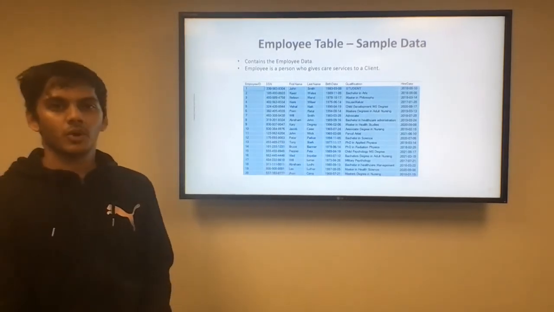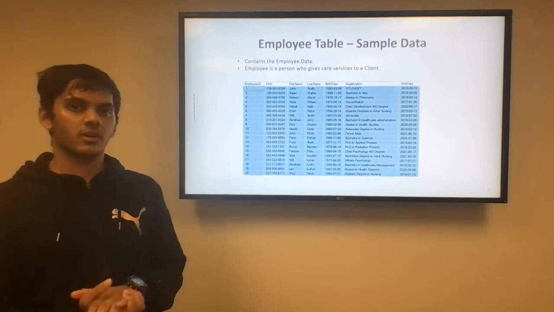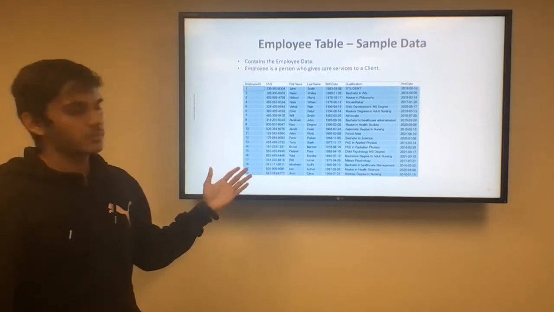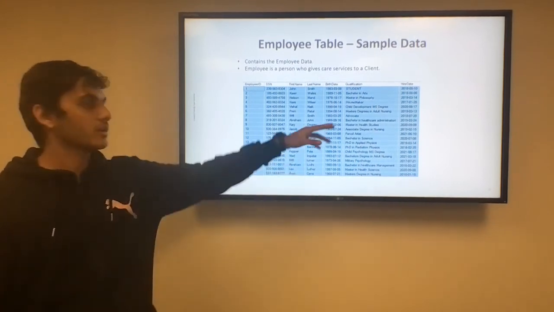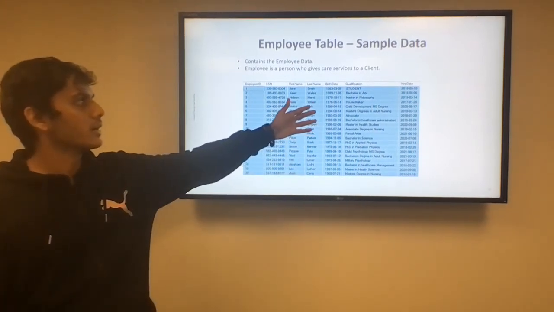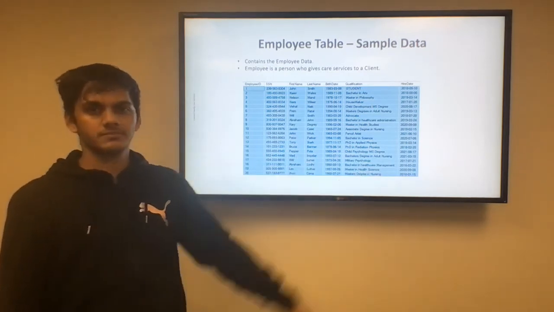The next table is the employee table, which will have information about employees of our company. It has information on employee ID, which is a primary key, first name, last name, and a qualification in terms of their educational degree, and also lists the hire date of the employee.